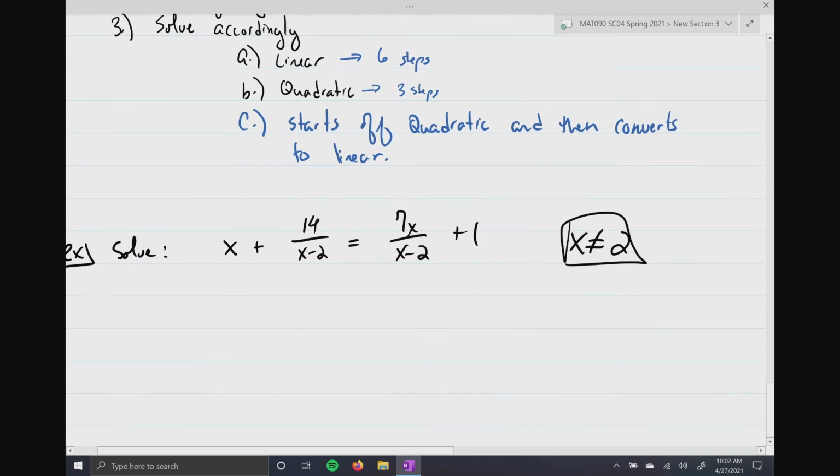Now, let's go ahead and let's solve this. My LCD is going to be the factor x minus 2. It's at denominator. So I'm going to multiply every single term by x minus 2.